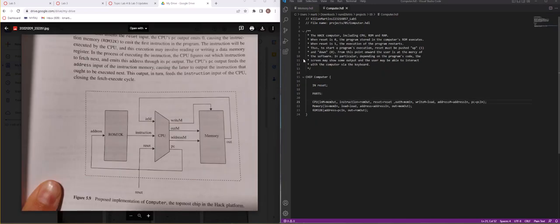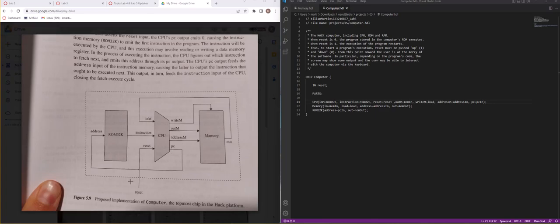Now, unfortunately, I wasn't able to complete the CPU part of this lab. I did try, and I was getting pretty close, but I wasn't able to complete it. So I'm skipping over to the computer chip, which is very easy. Basically, I just used the diagram that's in the book here. That's basically all you really need.